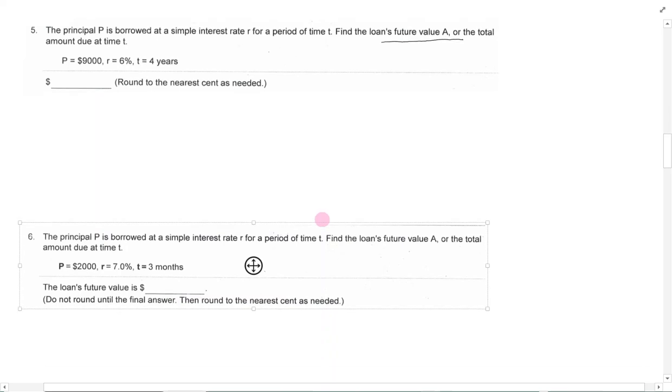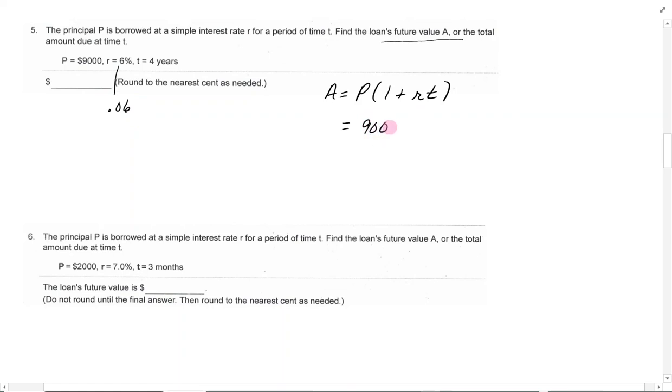Future value. Formula for future value. A is equal to P, open parentheses, 1 plus R times T. I hope you can tell my T's from my pluses. My T's will always have a little tail on them. I have my principal. My rate will be 0.06. My time is 4 years, so I should be able to do this. Principal, 9,000. Open parentheses, the number 1 plus, the interest rate is 0.06 times the time, which is 4 years.